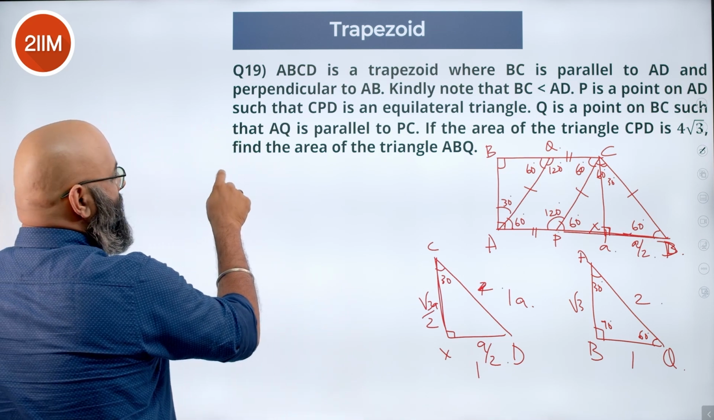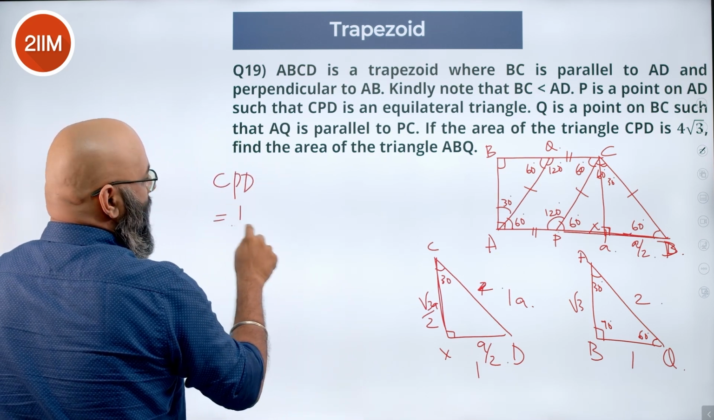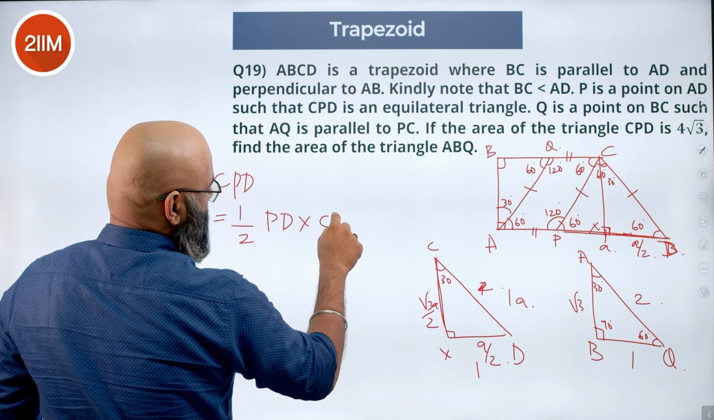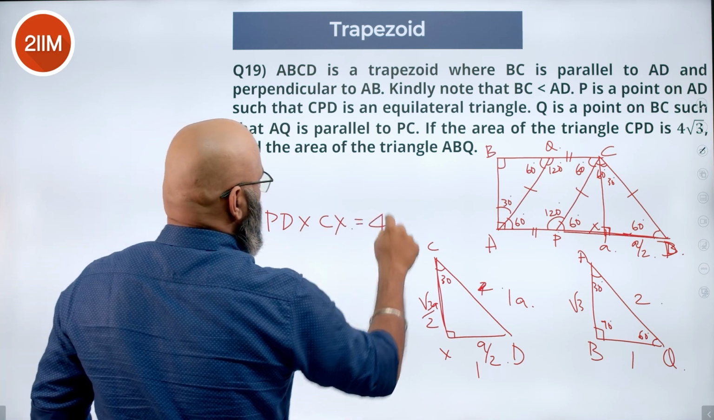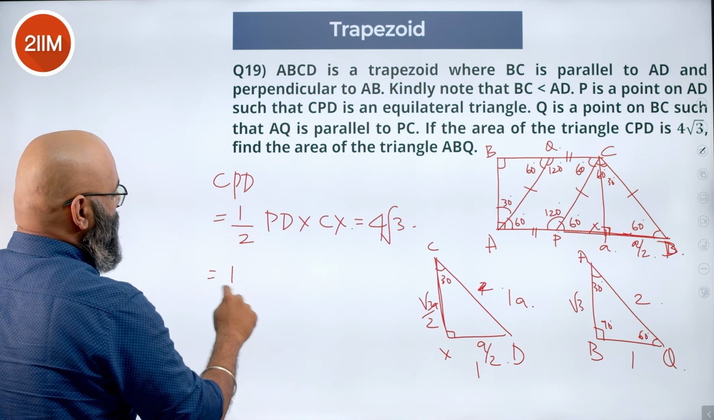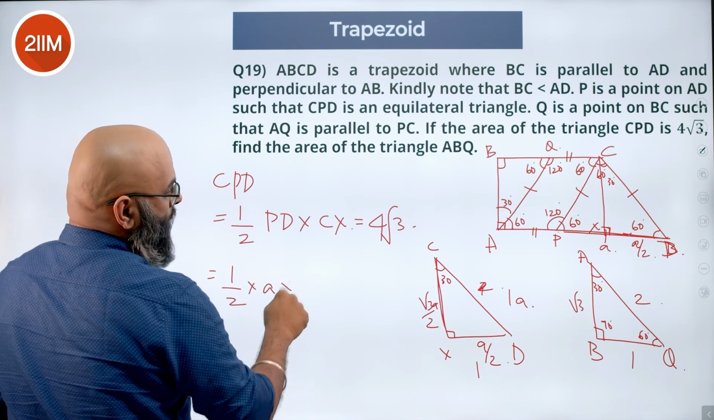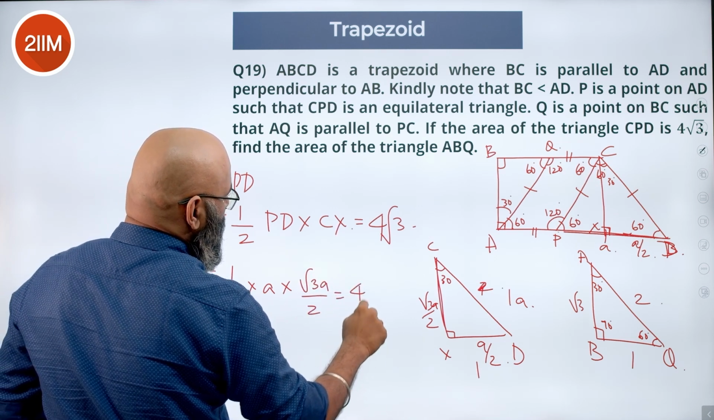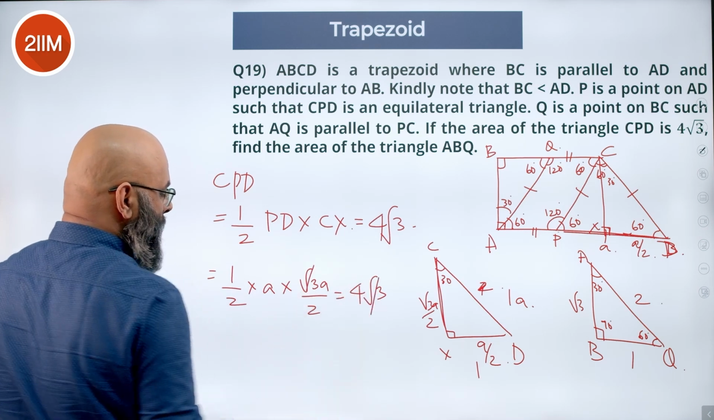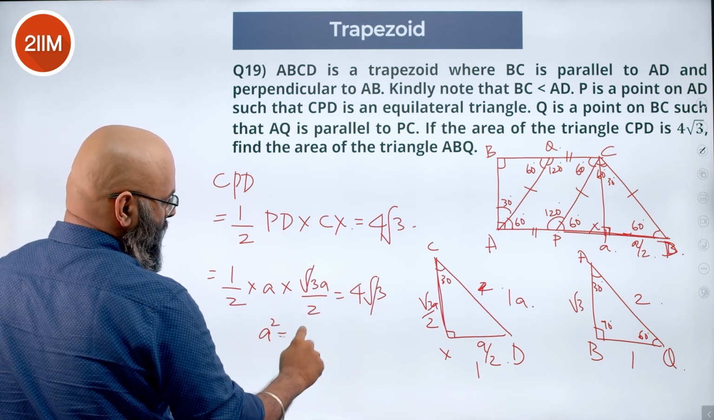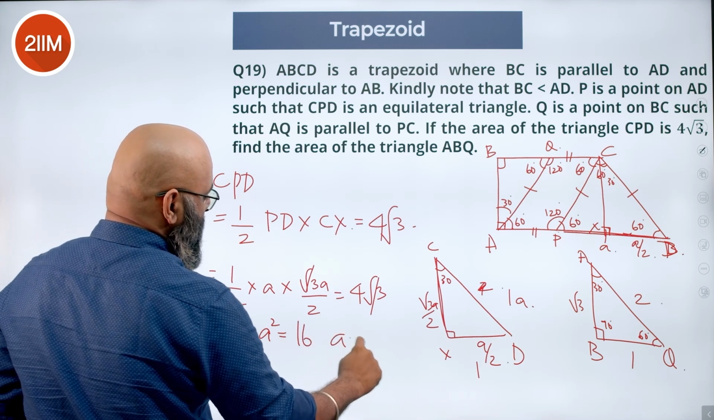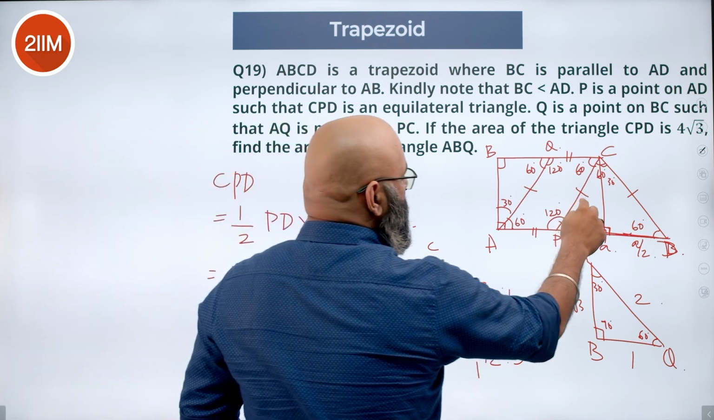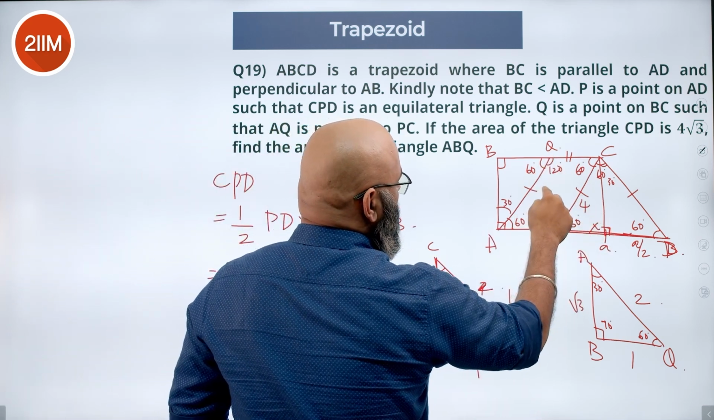Now I know the area of CPD is equal to half of PD into CX. That is equal to 4 root 3. I know that half of PD is A, into CX which is root 3 A by 2, is equal to 4 root 3. So root 3 gets cancelled. I have A square is equal to 4 over there, which becomes 16. So A is equal to 4. You know A is 4. If this is 4, I know that AQ also becomes 4.